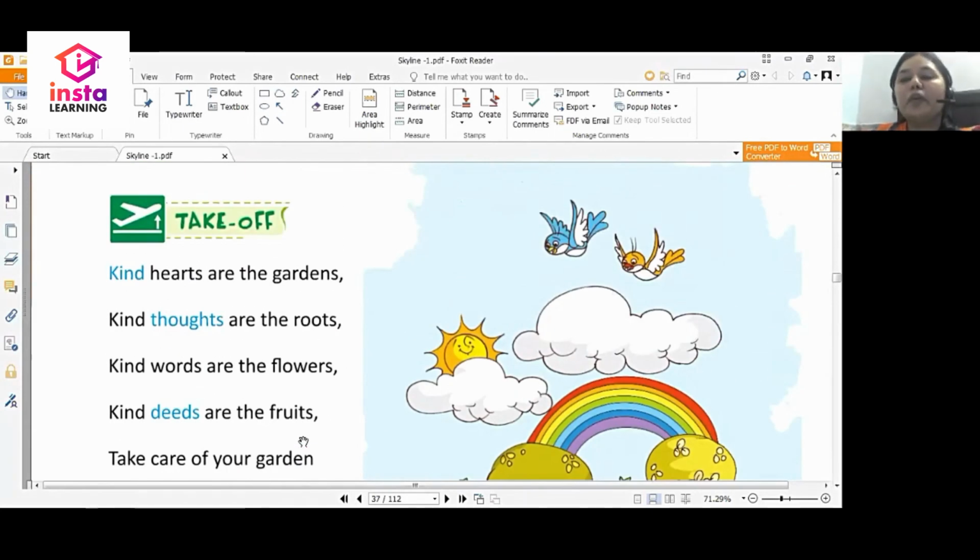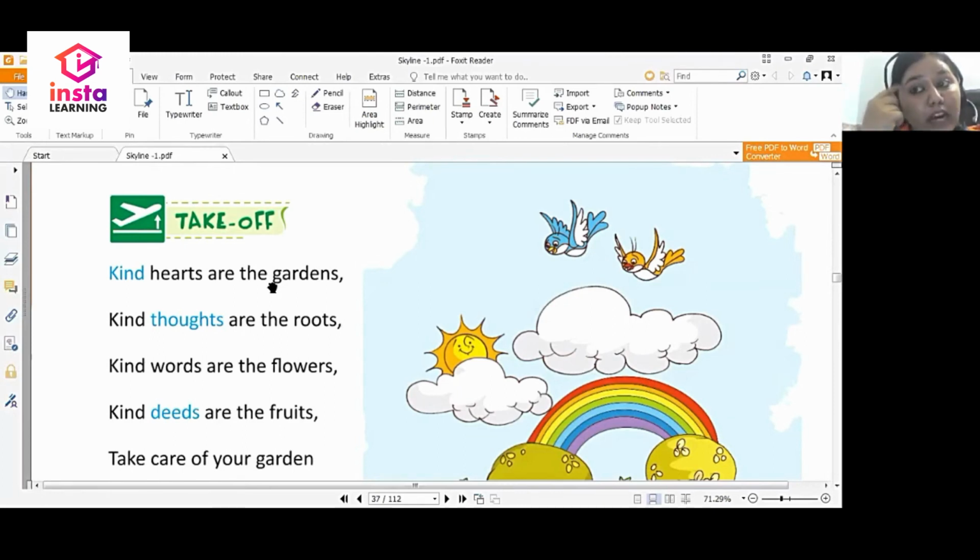So what the poet has done is compared different things, like your kind thoughts, your kind hearts, and your kind deeds, with different things. So let us understand. First, the poet has compared kind hearts to the garden. Why does the poet say so? Because a garden is very beautiful. So if you have a kind heart, that means you have a very beautiful heart.